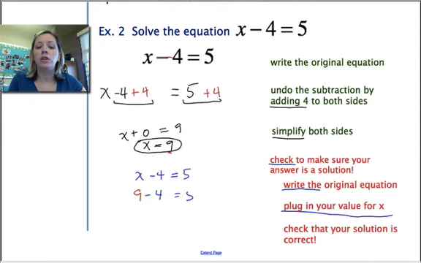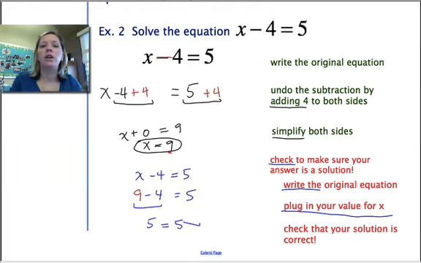If it's a solution, the left side of the equation will equal the right side. So 9 minus 4 is 5. 5 equals 5. Check. We know that x equals 9 is a solution to our equation.